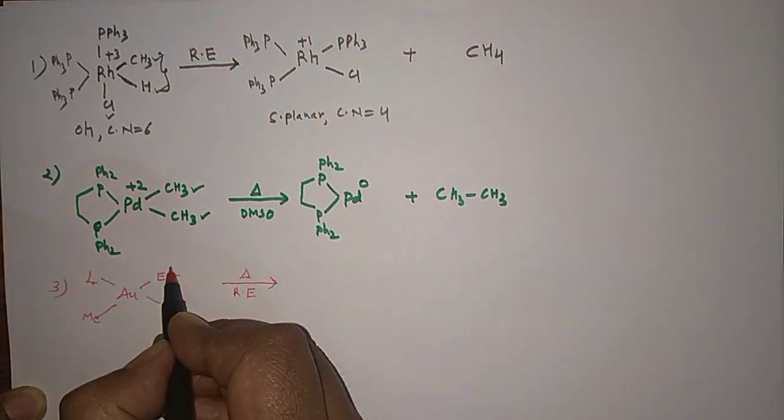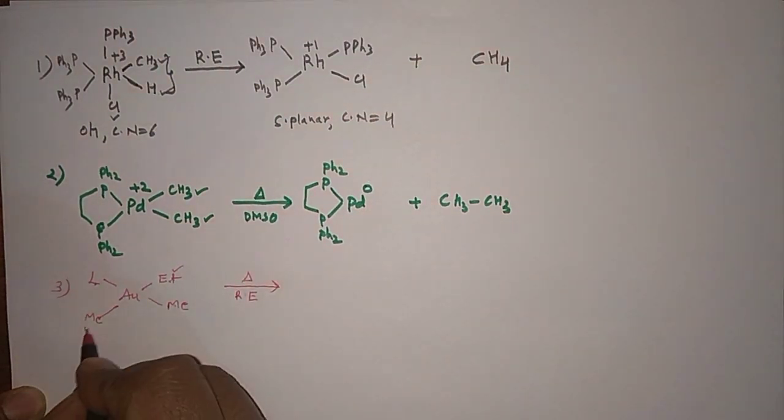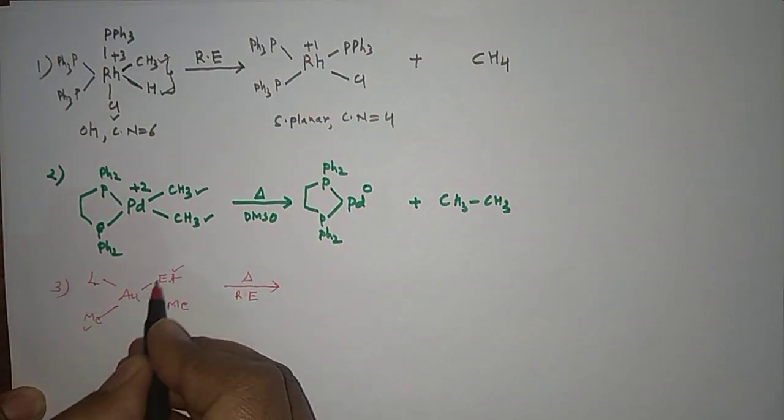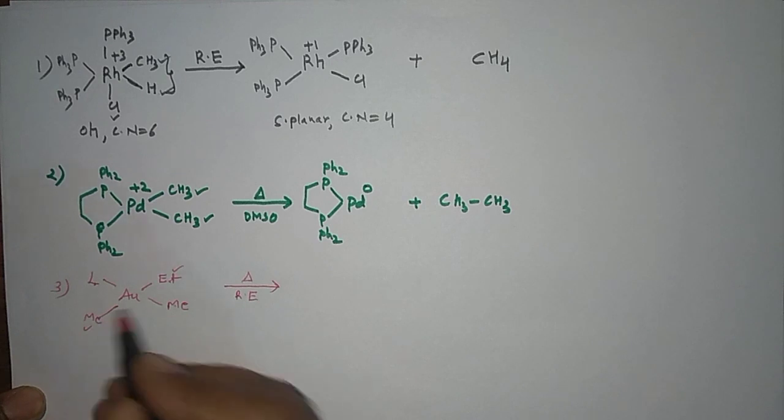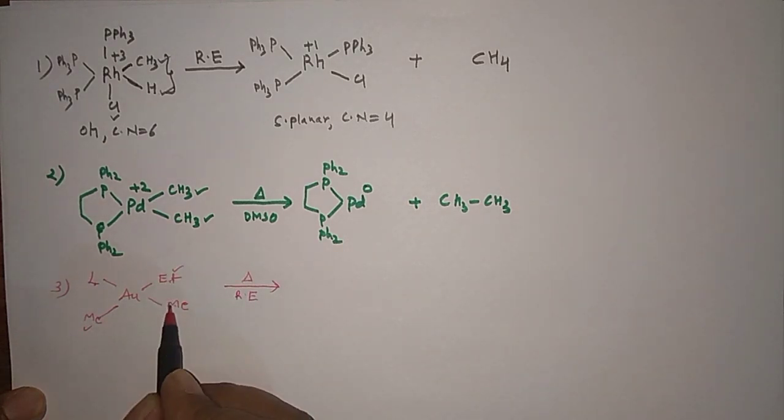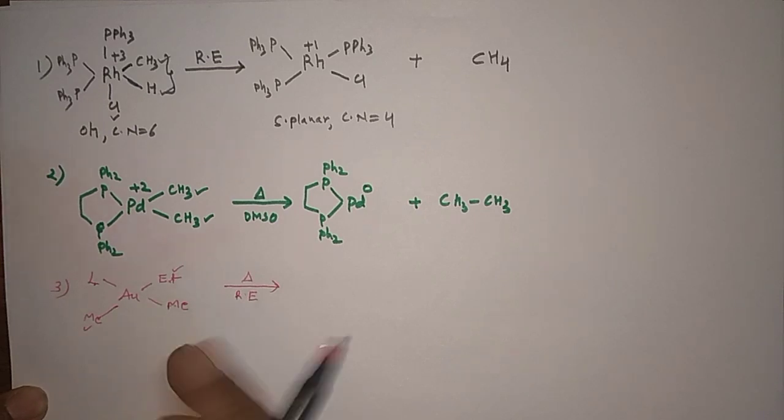Now you have to remove, see, this ethyl and this methyl, they have the trans relationship, so they cannot interact. Actually, they cannot form the three-membered ring transition state, so they cannot be eliminated. And you can eliminate these two having the cis relationship.